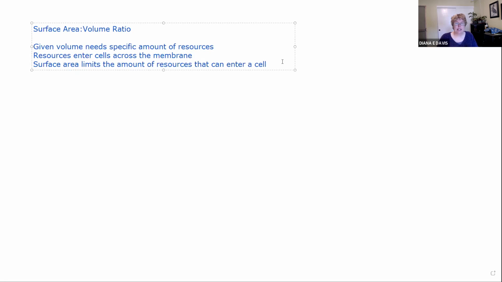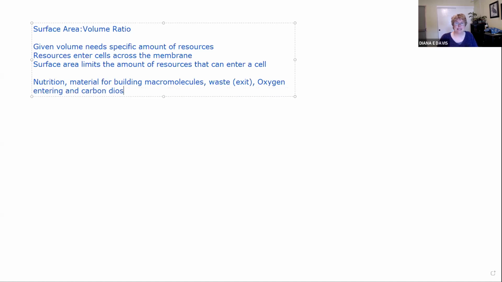Those resources can be nutrition, material for building macromolecules. It can be waste exiting the cell. It can be oxygen entering and carbon dioxide leaving. All of these things have to cross a membrane.